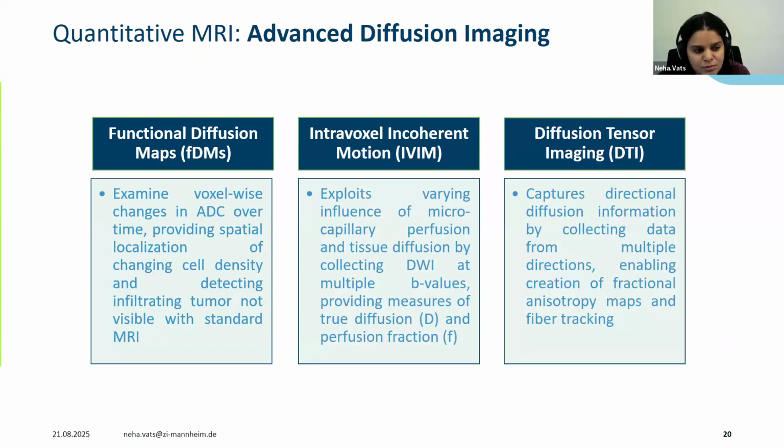And diffusion tensor imaging, which captures directional diffusion information by collecting data from multiple directions, and it enables creation of fractional anisotropy maps and fiber tracking. All these are the advanced diffusion imaging techniques. They have various applications in different disease diagnosis or treatment responses.